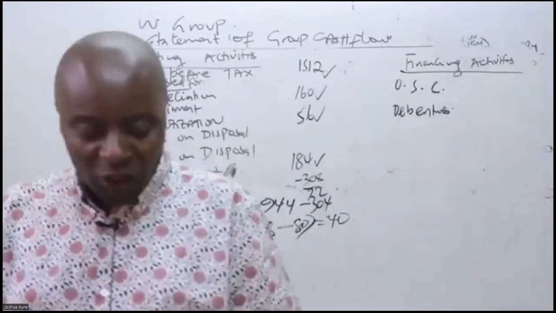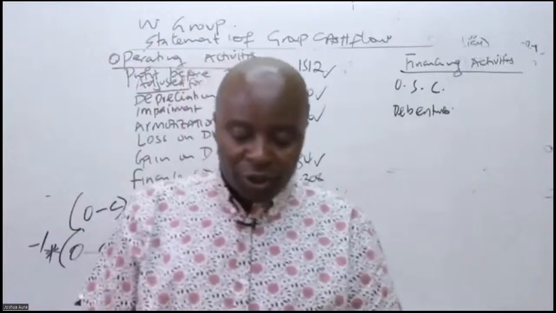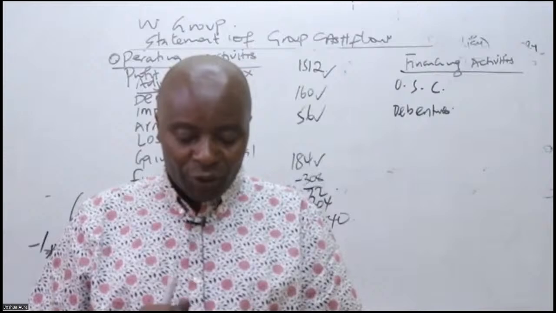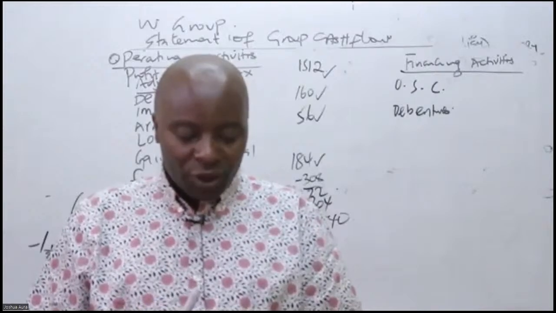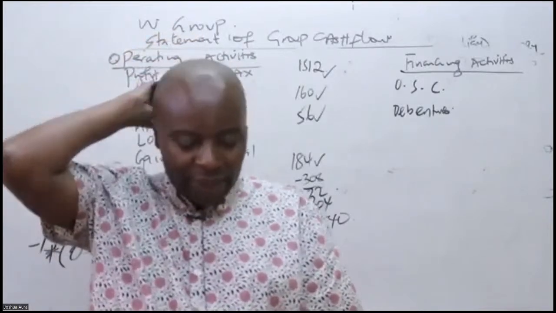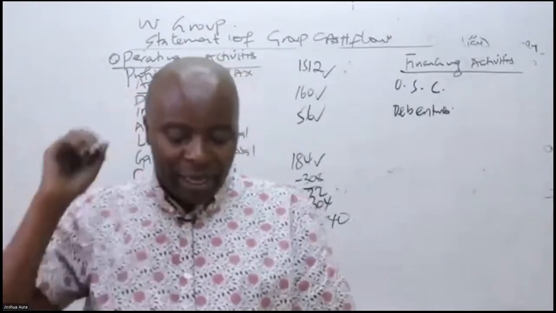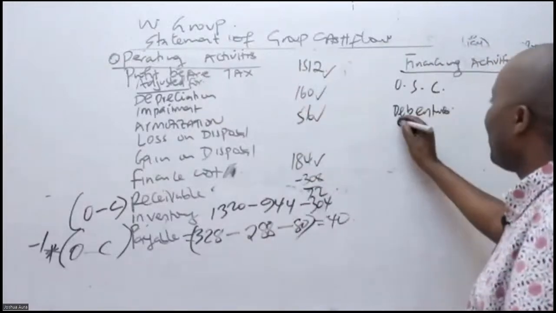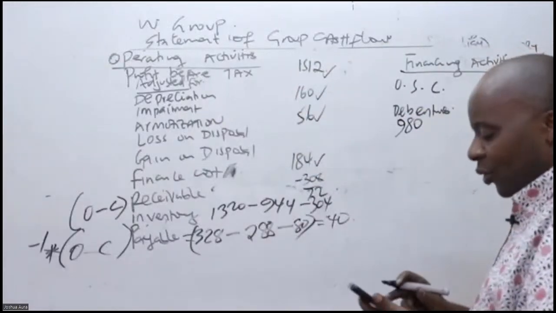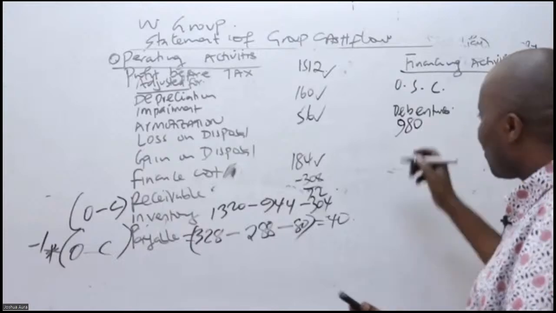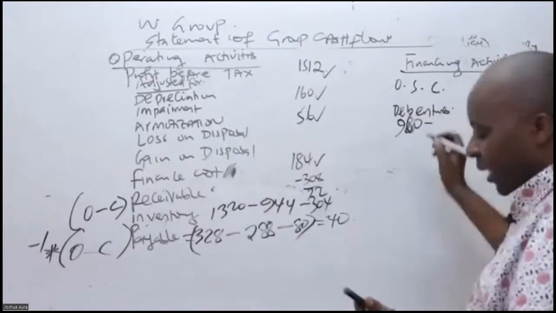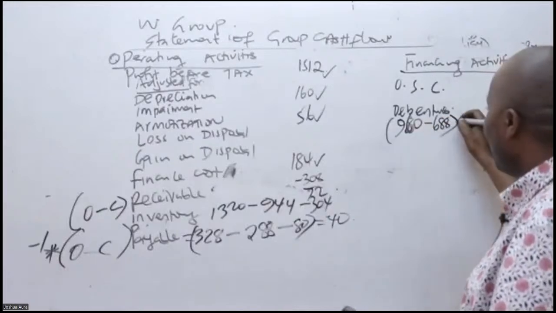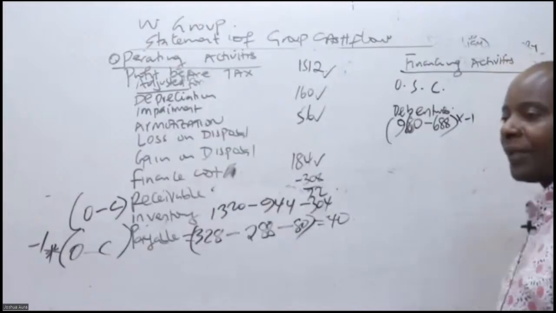Now, ladies and gentlemen, go to the debentures. What do we have there for the debentures? In the balance sheet, I can see long-term loans. Opening balance is 960, closing balance is 688. That's very straightforward, if you can remember from your FR. So 960 minus 688, and because it's a liability, multiply this with -1.